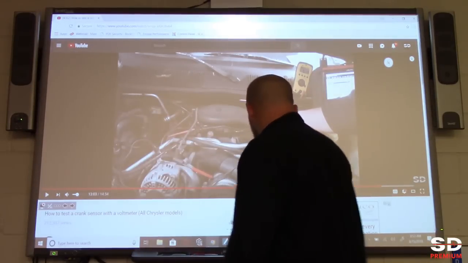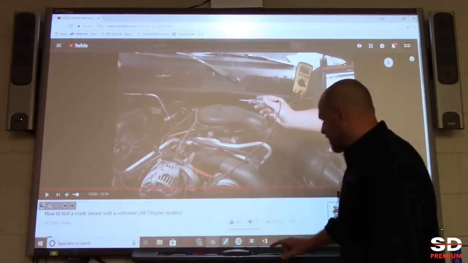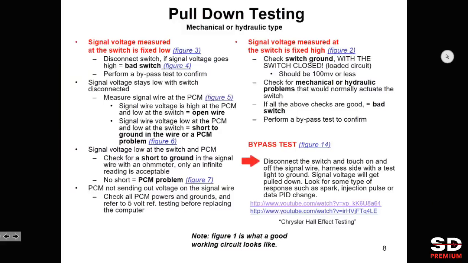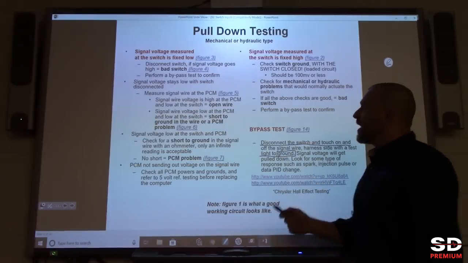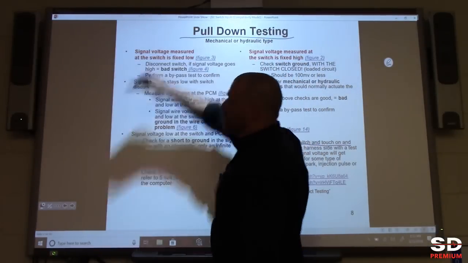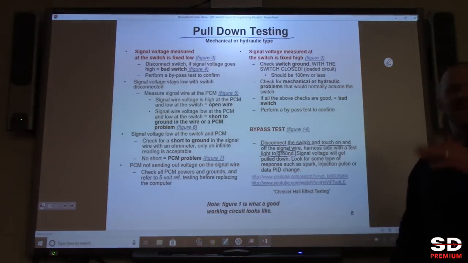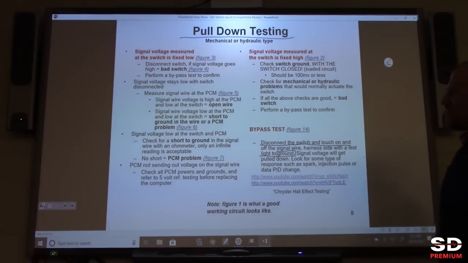And that's what the text says here. Back to my book real quick. Disconnect the switch and touch on and off the signal wire harness side with a test light to what? To ground. When we're working on pull-down design circuits, that's what we're doing. We're creating that signal with a test light to ground. What type of test light should we use here?